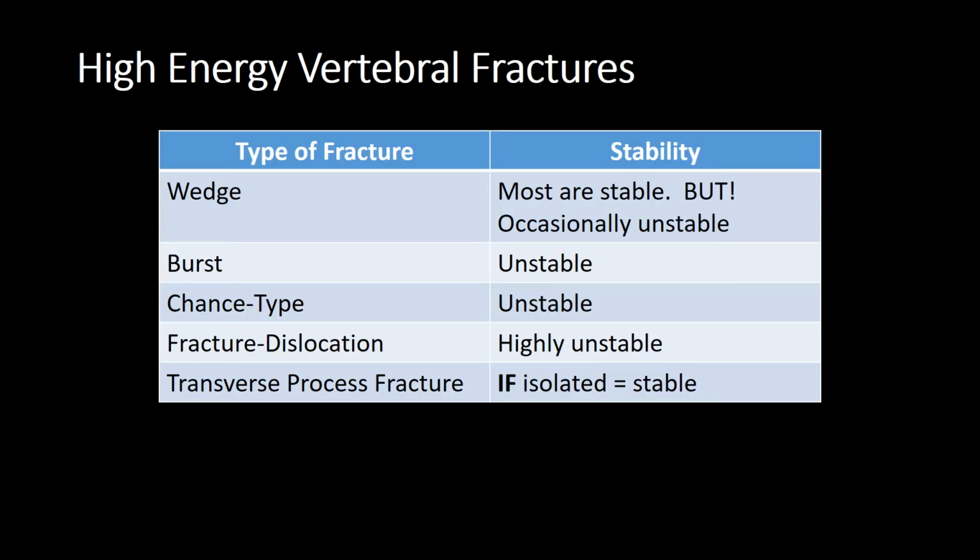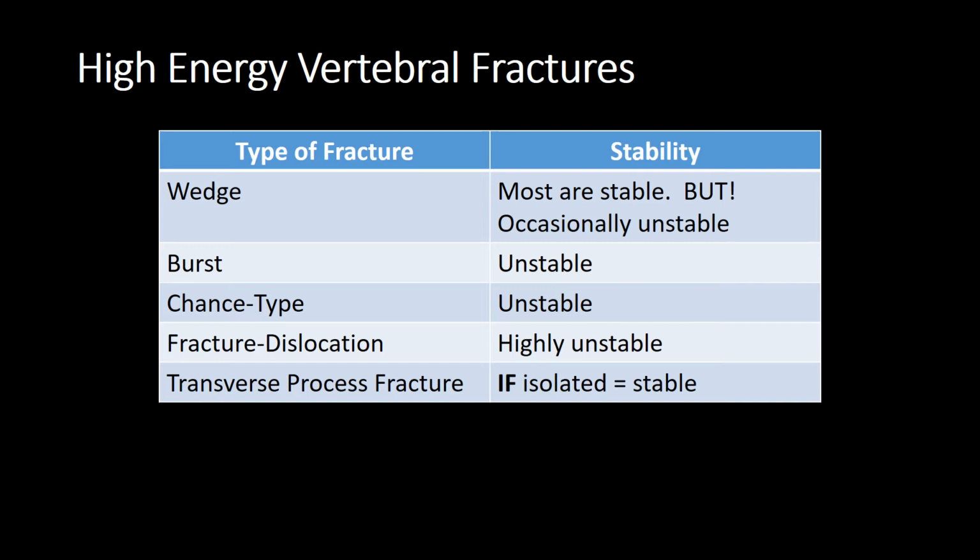Okay, so the really high energy vertebral fractures we think of are wedge. Now most of these are stable, but occasionally some are unstable. To assess for instability, you're really looking at your pedicles. If you've got widening of the interpedicular distance, that will indicate that the wedge fracture has moved through into the pedicles, involving the posterior elements.